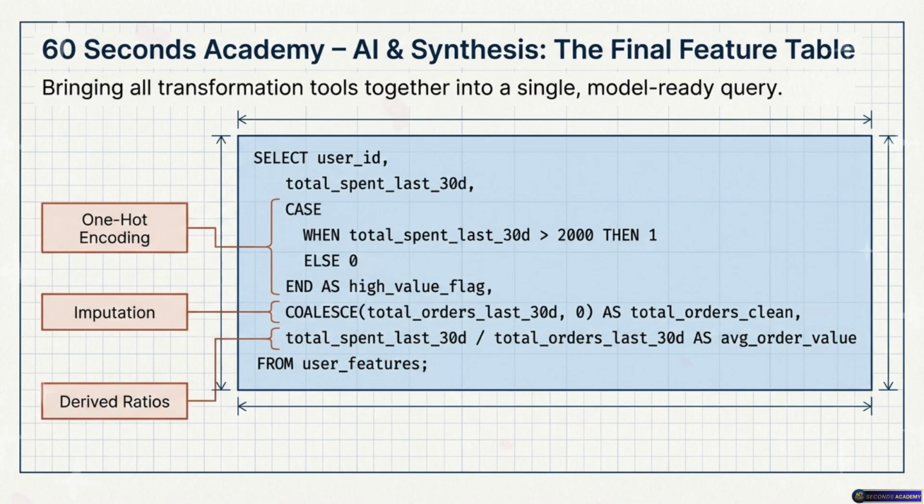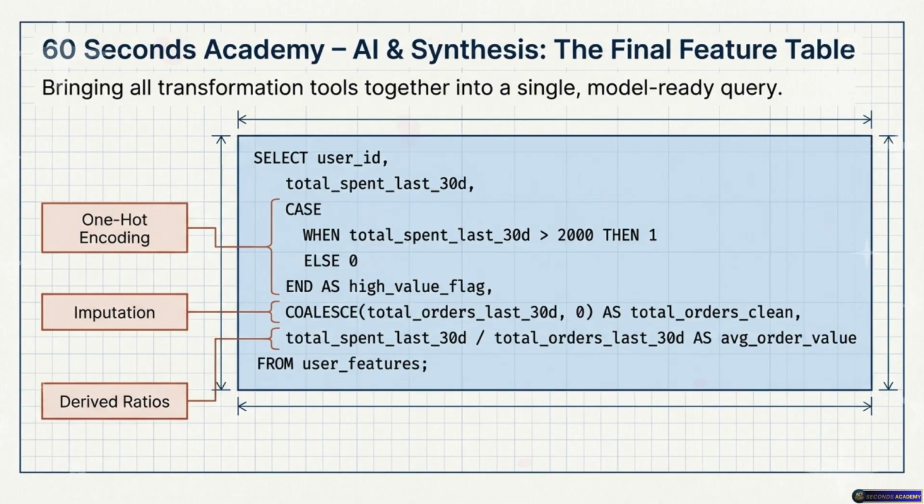When you combine all these concepts, the final SQL feature query is, honestly, remarkably elegant. It reads like a blueprint for intelligence. You start your query with a simple SELECT user_id. Then you pull in the raw aggregate, total_spend_last_30_days. Then the logic engine drops in. CASE WHEN total_spent > 2000 THEN 1 ELSE 0 END AS high_value_flag. Boom! We just created our one-hot encoded meaning.